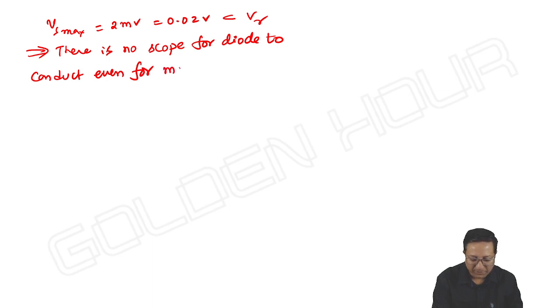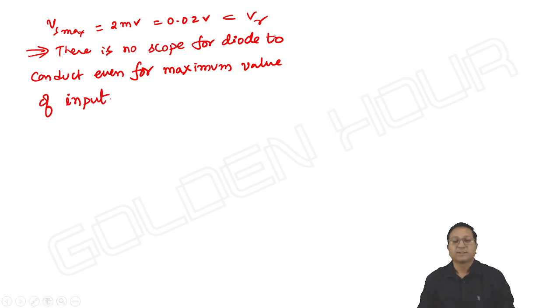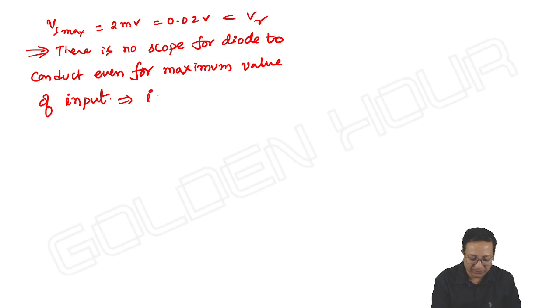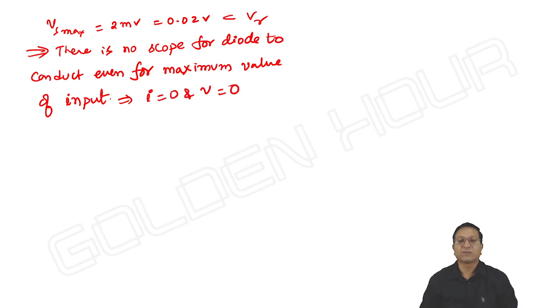Even for the peak or maximum value of input, the diode cannot conduct. That implies I is 0 and the voltage across the diode is also 0. Simply we can say there is no AC current and no voltage across the diode.